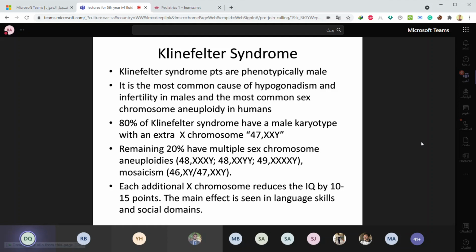Klinefelter patients are phenotypically male. It is the most common cause of hypogonadism and infertility in males, and the most common sex chromosome aneuploidy in humans. 80% have a male karyotype with an extra X, XXY. So they have an extra X, so they have hypogonadism. The remaining 20% have multiple sex chromosome aneuploidy, 48,XXXY, XXYY, or 5X with 1Y.